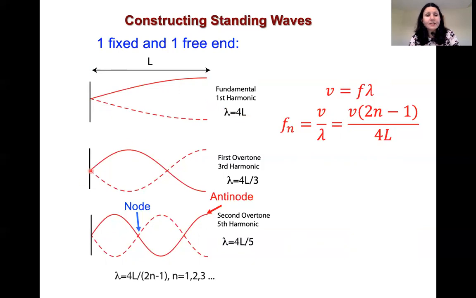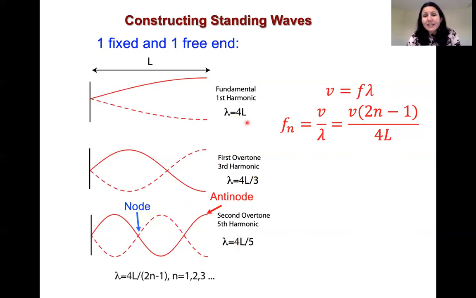The second one is that when you start at a node, go to an antinode, then there's one more node, and then you go to an antinode here. So if the first was a quarter, this is 3/4 of a wavelength fitting in L. So L is 3/4 of lambda, or lambda is 4/3 of L. And again, you could continue. The next one ends up being 4L/5, and so on. So here the pattern is a little bit different. You have 4L/1 for the first harmonic, 4L/3, then 4L/5. If you were to take a guess, the next one would be 4L/7, and so on.